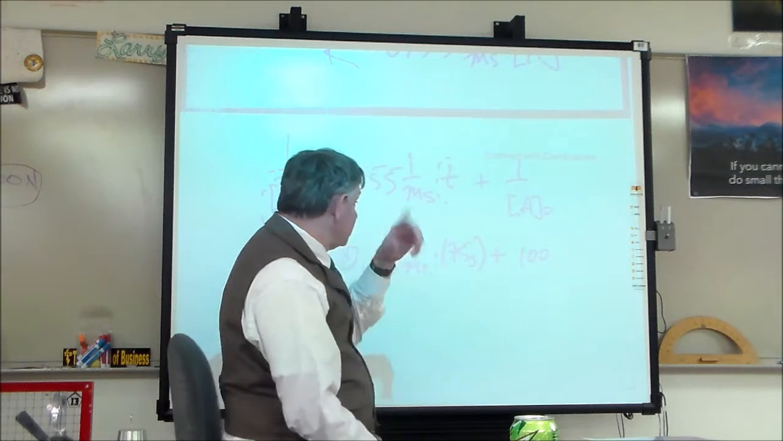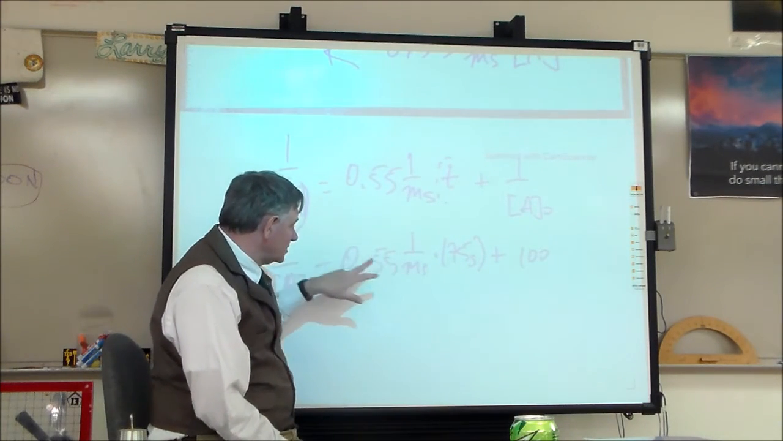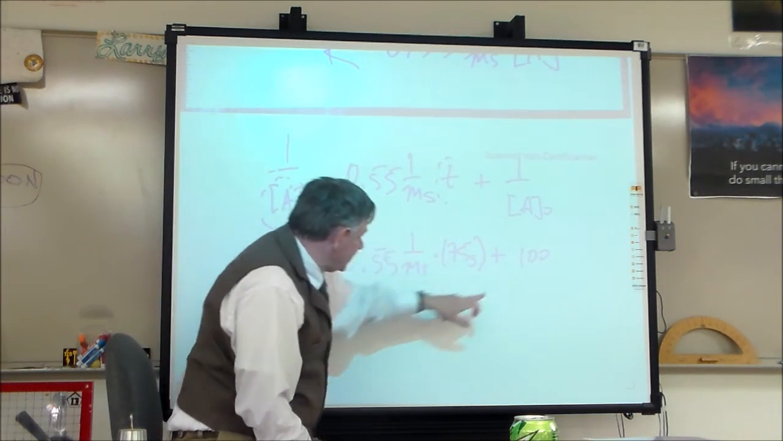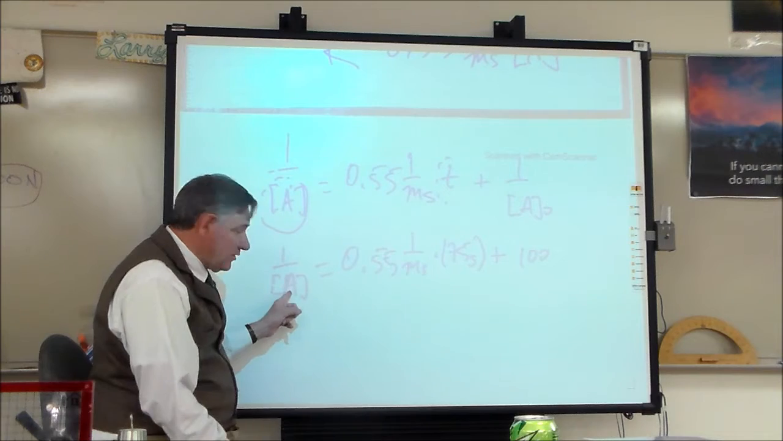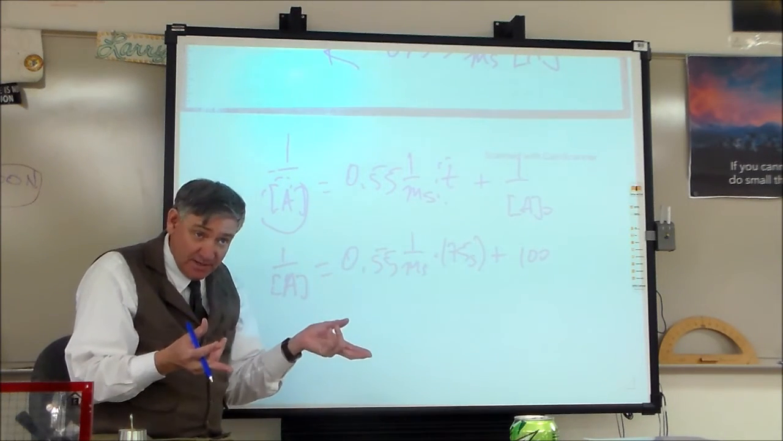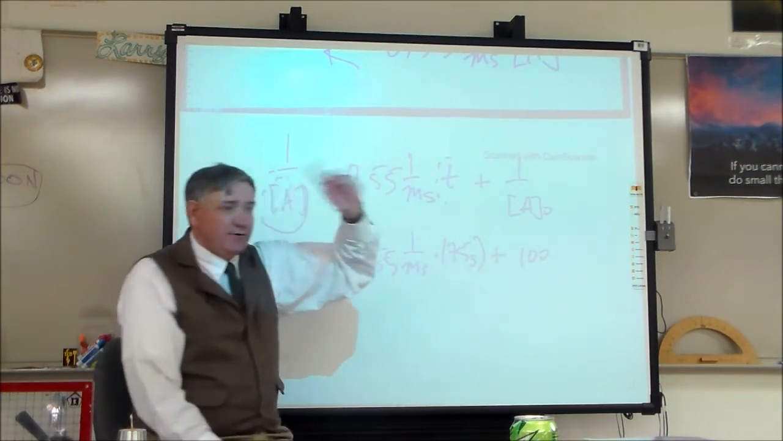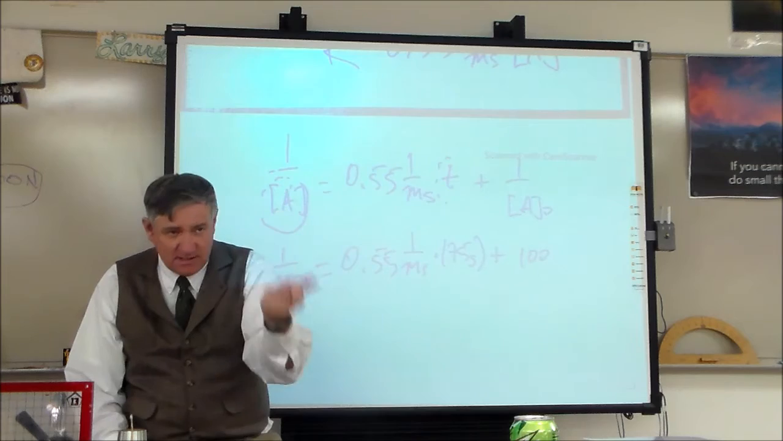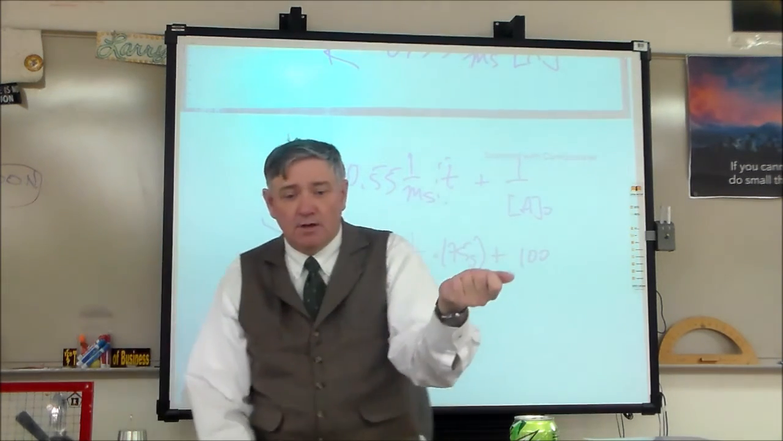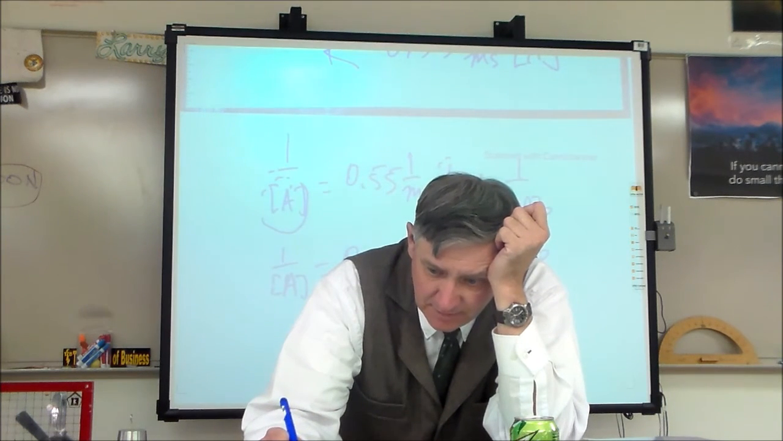So, somebody do this. Take 75 seconds, multiply that by 0.55, add that to 100, and then I've got to take the inverse of that to actually get the concentration of A. So somebody take 0.55 times 75, add that to 100, and then take the inverse of that to get the value of A. What do you get? 7.1 e negative 3. What'd you get? 7.1 times 10 to the negative third.